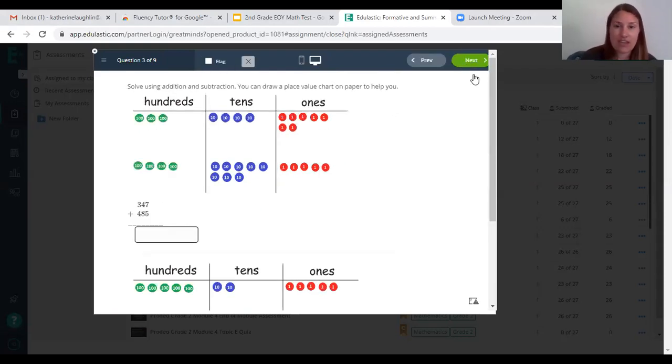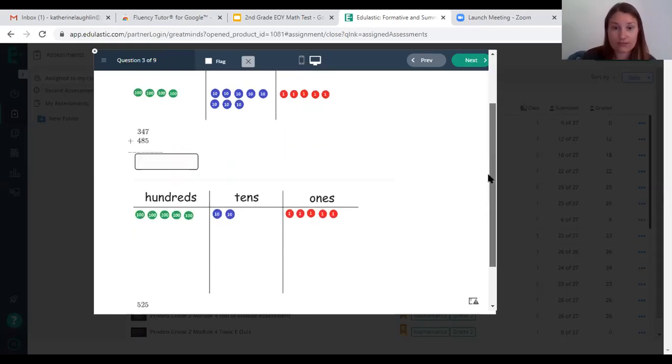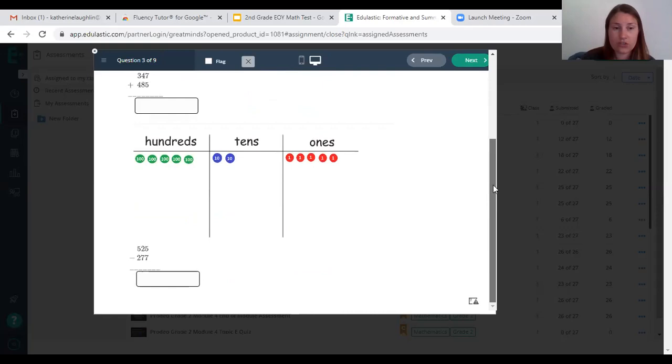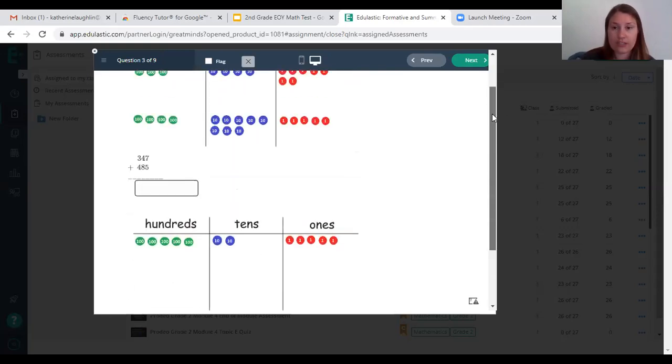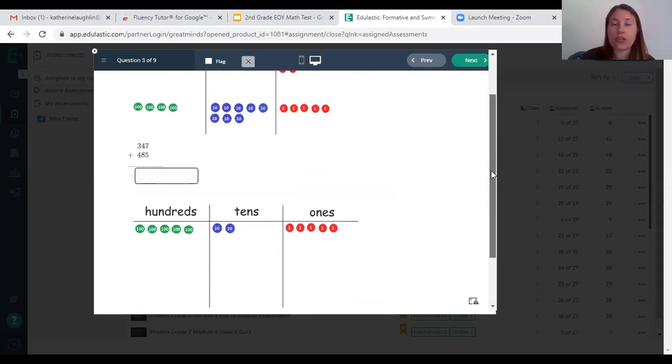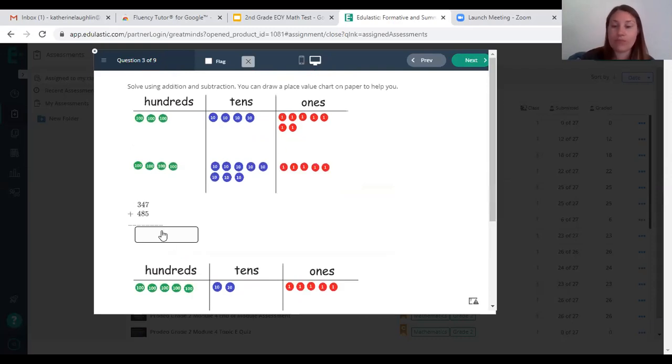The same thing for question 3. Solve using addition and subtraction. You can draw a place value chart on paper to help you. So same exact thing as problem 2. Look at the place value chart they've made for you, look at the problem, and figure out how you are going to solve this. Okay, 2 problems. So make sure you're scrolling. See the scroll bar over here? Make sure you're scrolling all the way from top to bottom and putting in an answer for both.